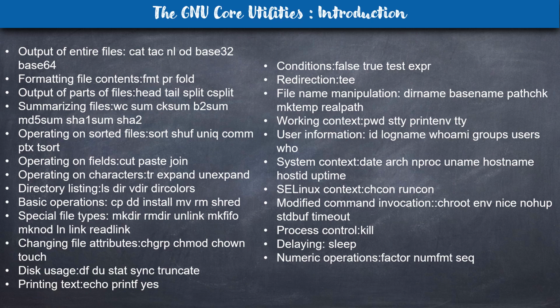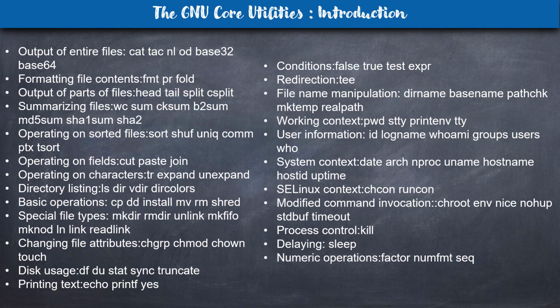Next we have working context like pwd, the present working directory, printenv to print the environment, tty. Then we have user information, where we can get id, logname, whoami, groups, all this kind of information related to a user in a Linux system. And we have system context: date, arch, nproc, uname, hostid, uptime. These are related to the machine itself, the system where Linux is running. And then we have SELinux context: chcon, runcon.